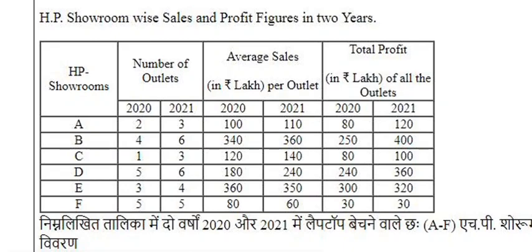We have HP showroom in the first column, A, B, C, D, E, F. Then number of outlets 2020, 2021. I will not read column wise, I will just read serially. 241535 and then 3636454 in 2021. And average sales in lakh per outlet 2020: 100 340 120 180 360 80, and 2021: 110 360 140 240 350 60, and total profit in lakh of all the outlets 2020: 21 80 50 250 80 240 300 30, 2021: 120 400 100 360 20 320 30. So this is the table.